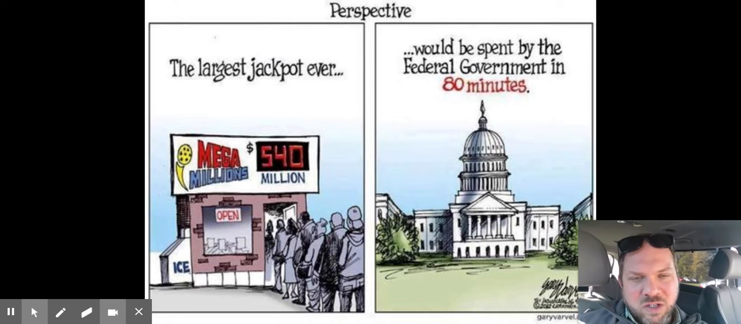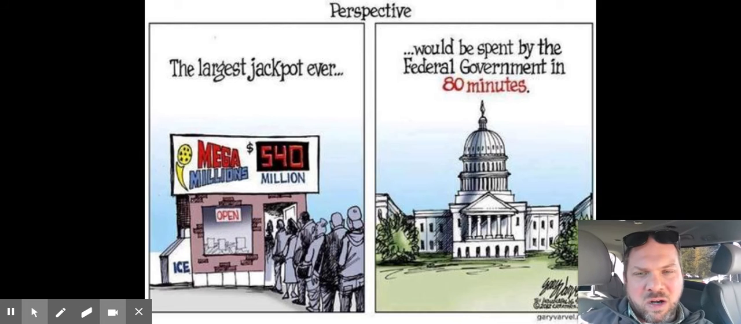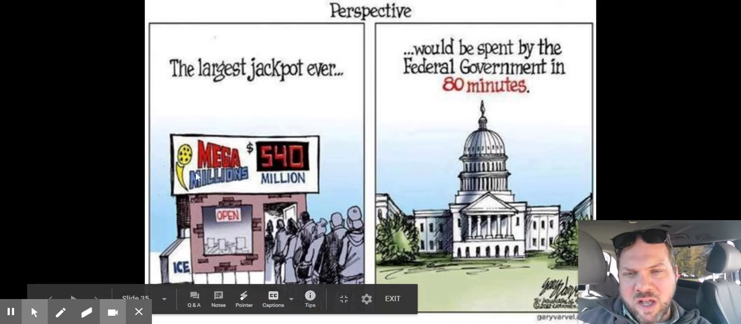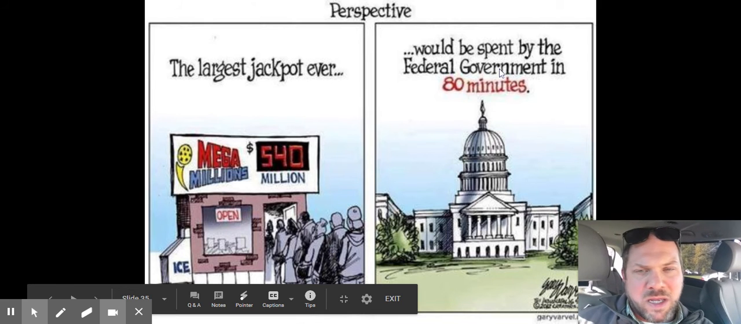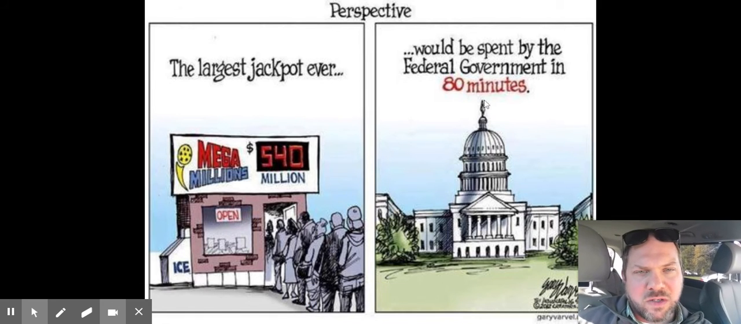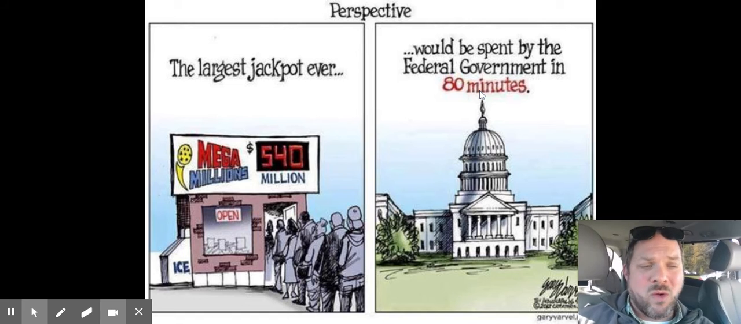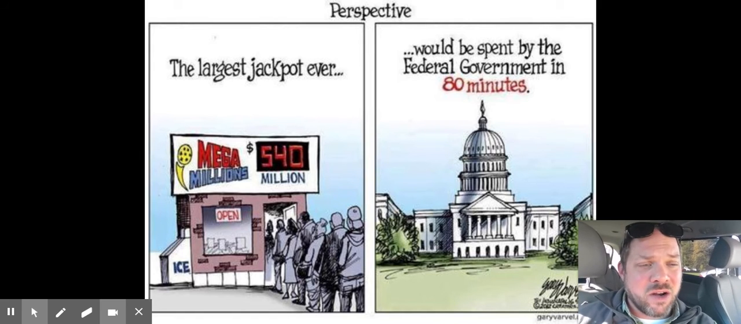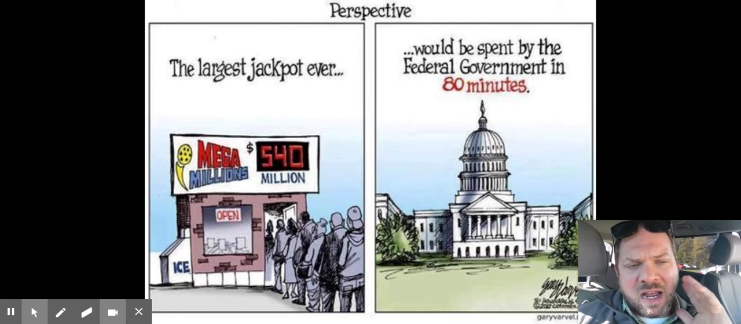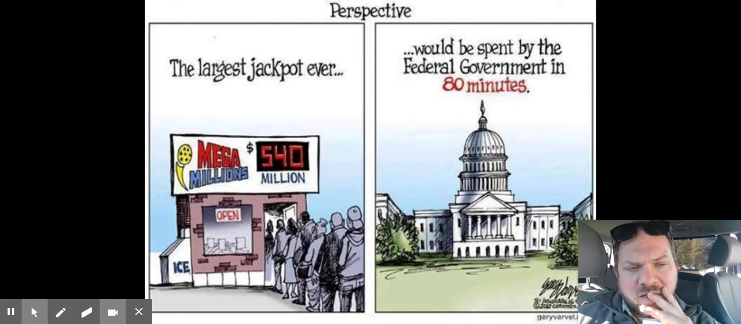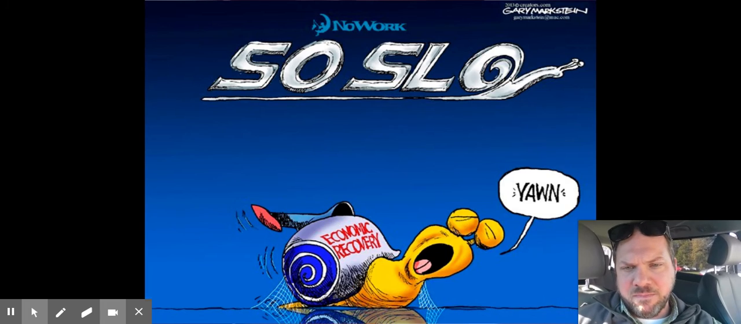This one right here was a comment on our government spending way too much money. You see the lottery and the Mega Millions, largest jackpot ever, and the federal government will spend $540 million in 80 minutes. We actually do even more than that now. It's kind of crazy to think about. This person is anti-big government and anti-government spending and wants the government to spend less money.